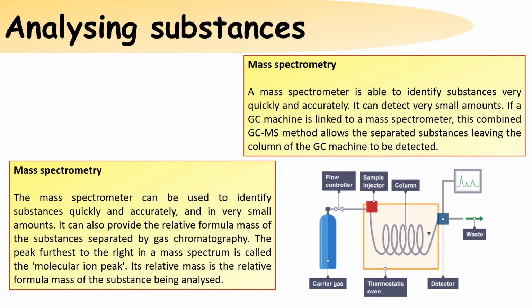The mass spectrometer can be used to identify substances quickly and very accurately, as it can detect very small amounts. It can also provide the relative formula mass of the substances separated by gas chromatography. The peak furthest to the right in the mass spectrum is called its molecular ion peak. Its relative mass is the molecular formula mass of the substance being analysed.